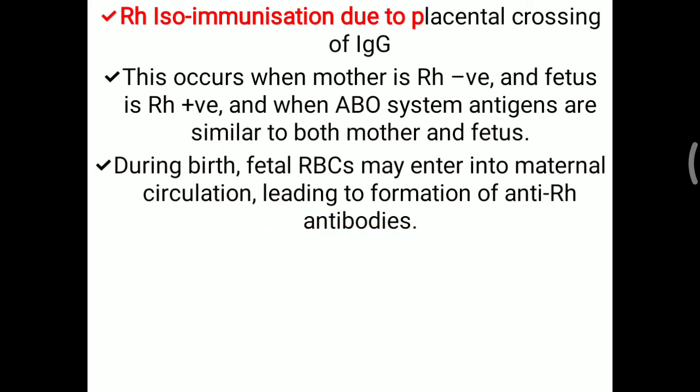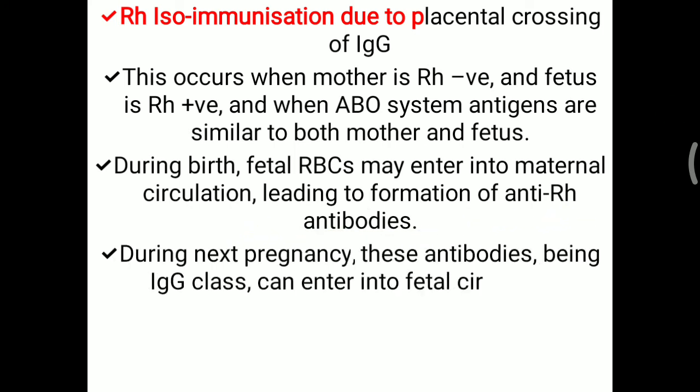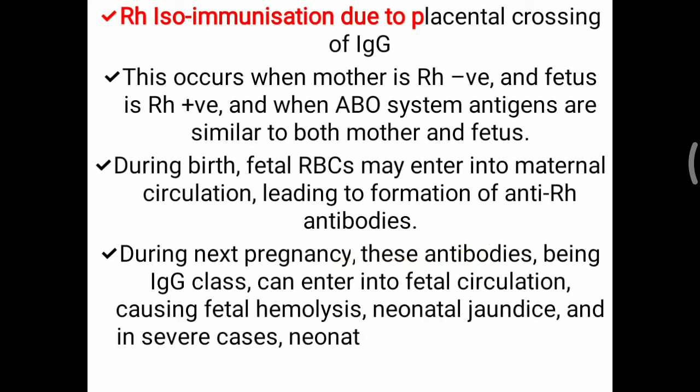Basically, when this child is Rh positive and a few of these Rh positive RBCs enter the mother's circulation, that will lead to anti-Rh antibody generation. During the next pregnancy, this antibody present in the mother, being of the immunoglobulin G class, because next time it will create a secondary immune response, can enter the fetal circulation and cause fetal hemolysis, neonatal jaundice, and in severe cases neonatal death or miscarriage can happen. So it is better to avoid this condition, and we will look at what we can do.